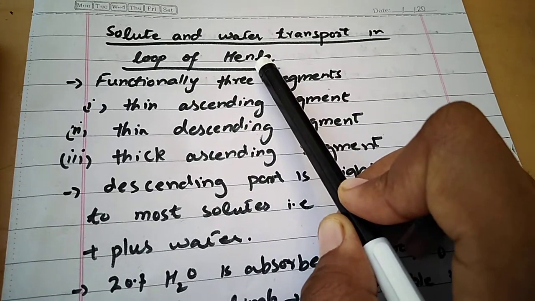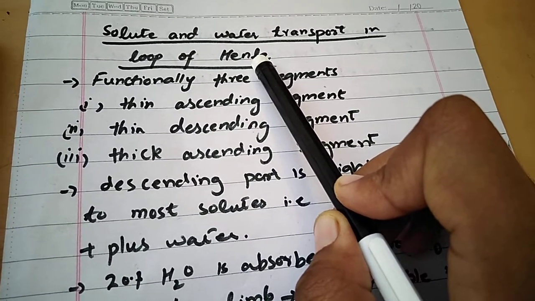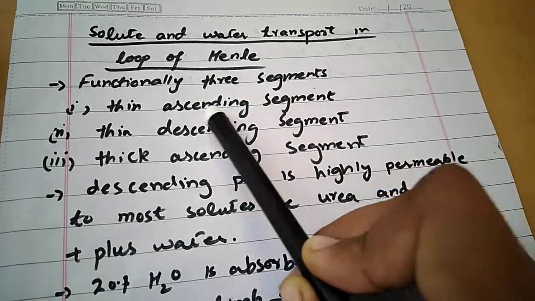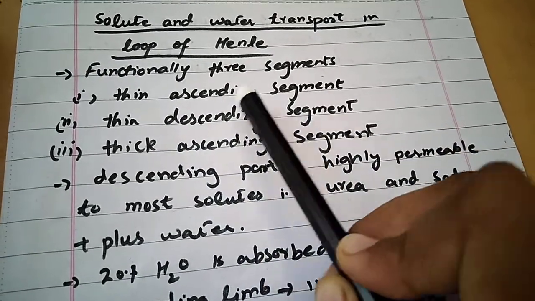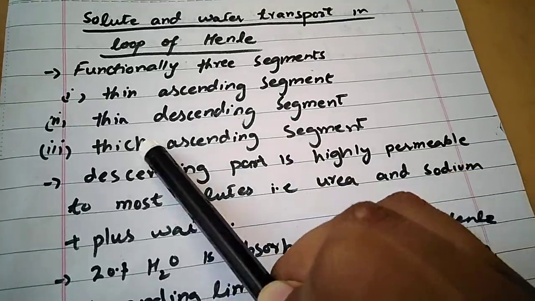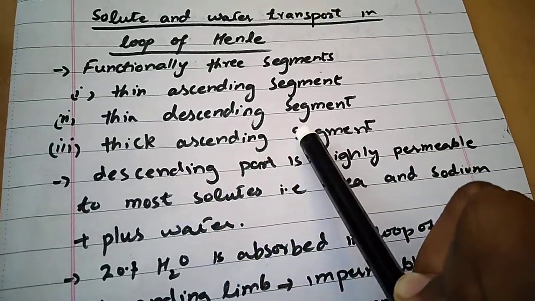Today our topic of discussion is solute and water transport in the loop of Henle. The loop of Henle is a part of the nephron and it has functionally three segments: the thin descending segment, the thin ascending segment, and the thick ascending segment.